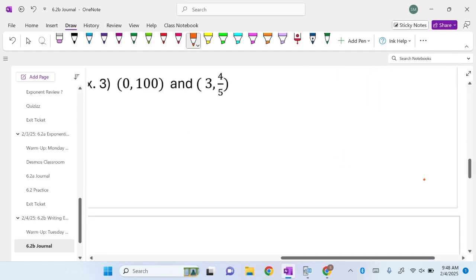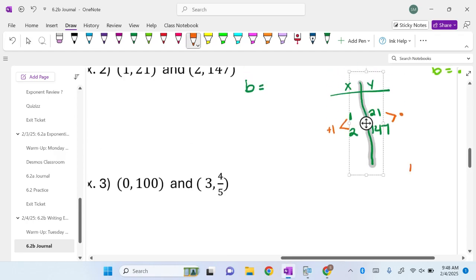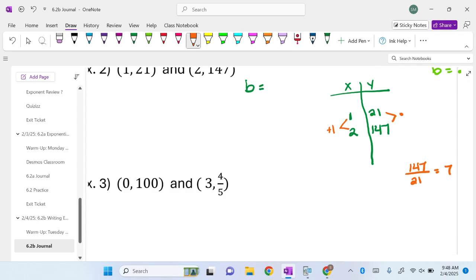We divide the two numbers. So we're going to divide 147 by 21, and you should get 7. So we're multiplying by 7. So my b value is what? 7.